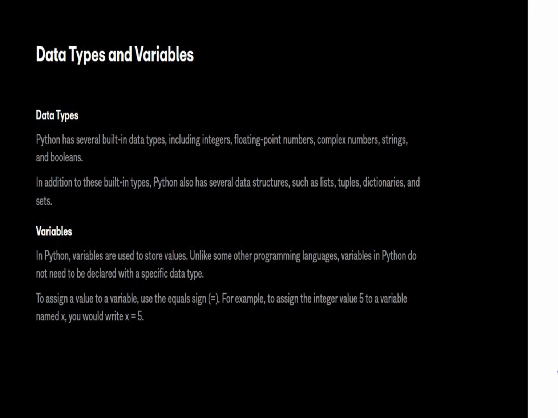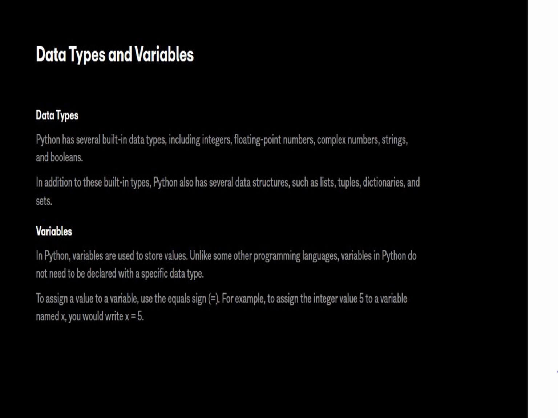Now let us get on to the technical part: data types and variables. Python has several built-in data types including integers, floating point numbers, complex numbers, strings, and booleans. In addition to these built-in types, Python also has several data structures such as lists, tuples, dictionaries, and sets. Next come variables. In Python, variables are used to store values. Unlike some other programming languages, variables in Python do not need to be declared with a specific data type. A variable is the name given to a memory location in a program, which contains the stored value.